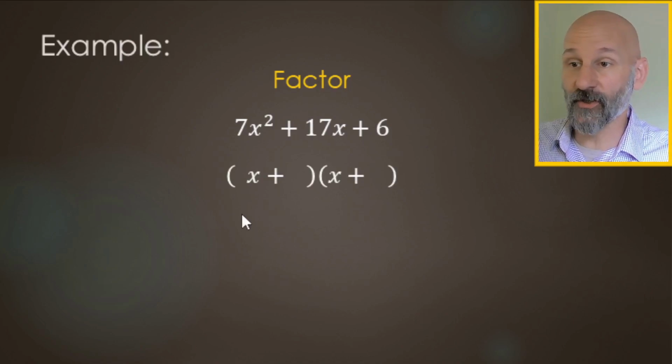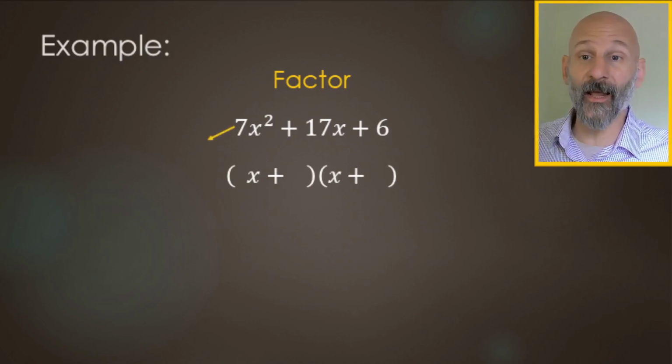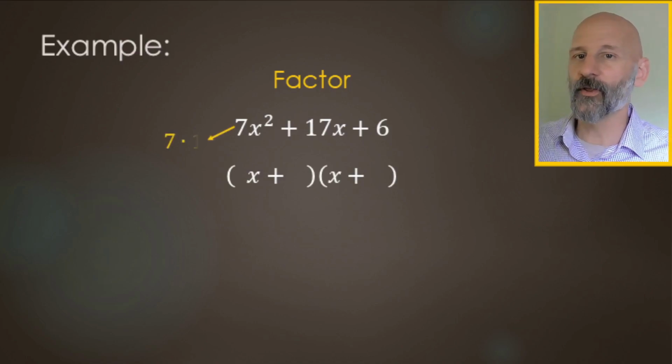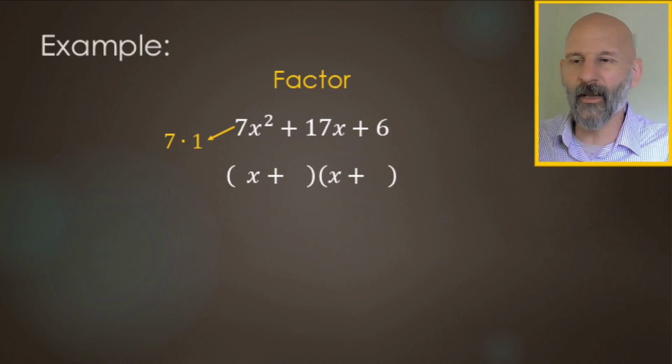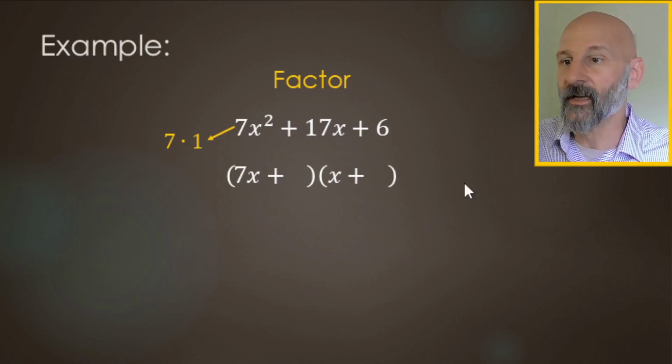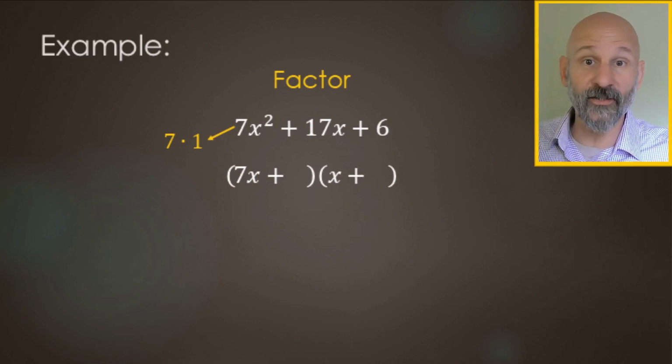So our answer is going to look like this, x plus in parentheses. Now the firsts have to multiply to 7x squared. So there's only one option. It's a 7 and a 1, or a 1 and a 7. But normally for the way I do it, I put the number first. So I have a 7x plus a number and then x plus another number. Normally they're different numbers. Sometimes they're the same.